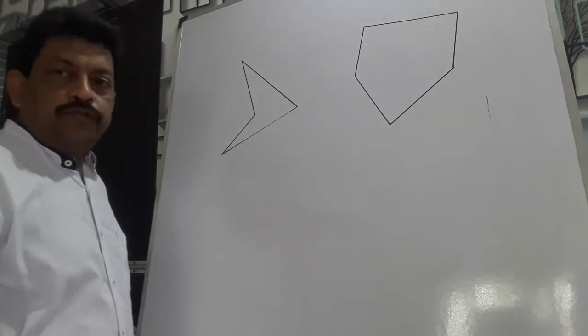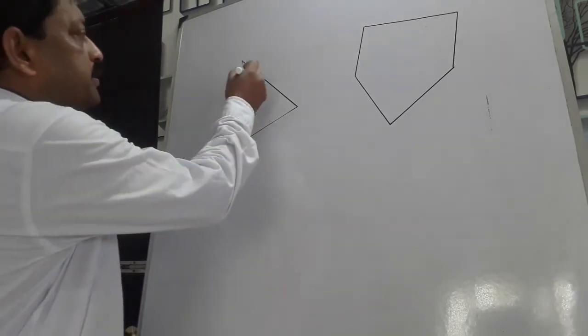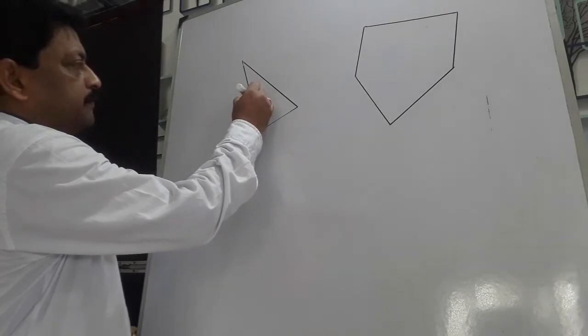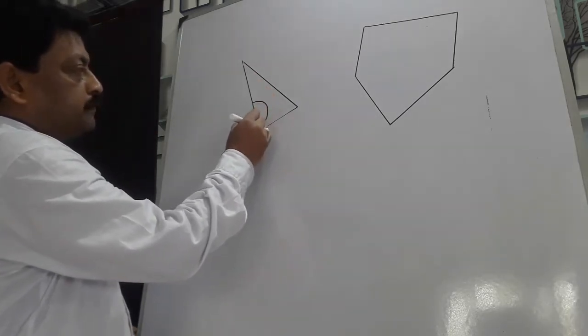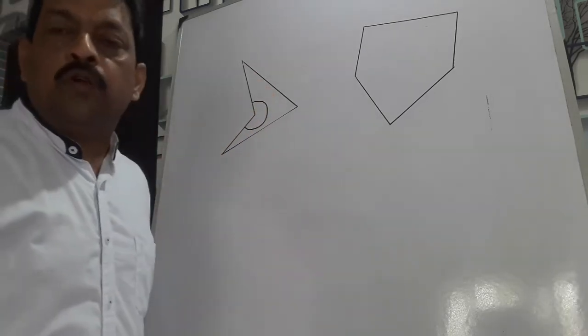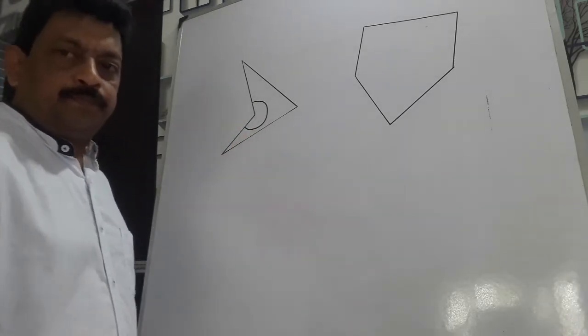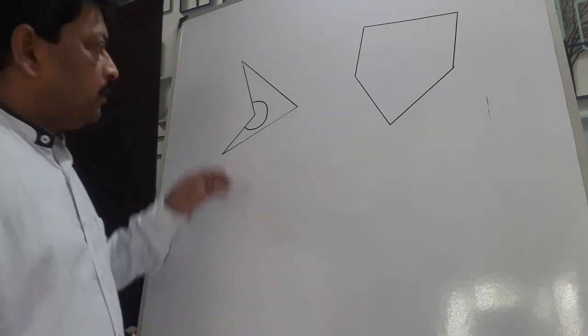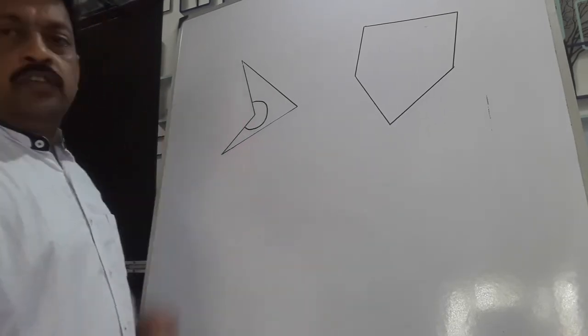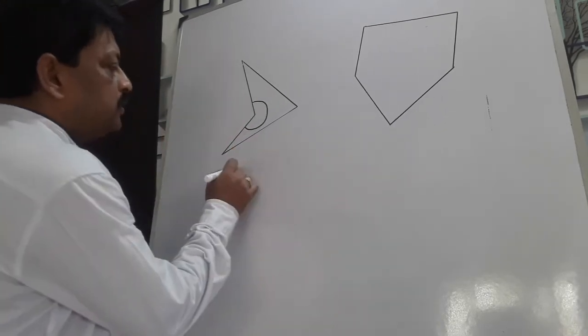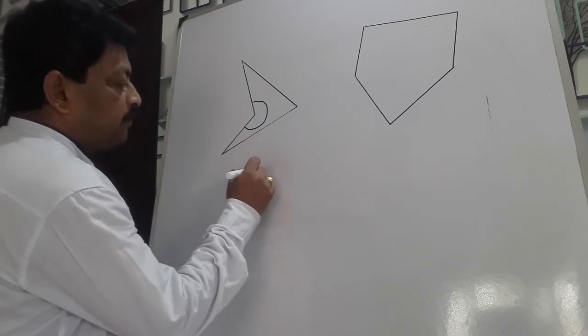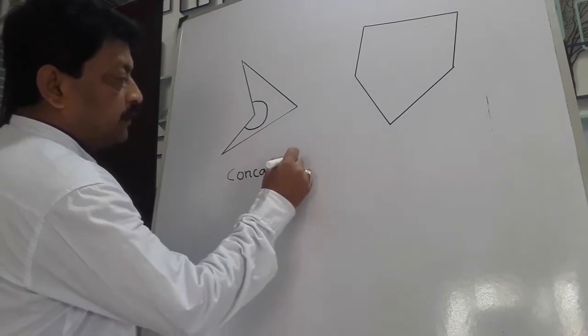Now consider these two figures. Here you can see that this angle is more than 180 degrees. So that means it is the reflex angle. Now since one of the angles is more than 180 degrees, it is known as a concave polygon. Concave polygon.